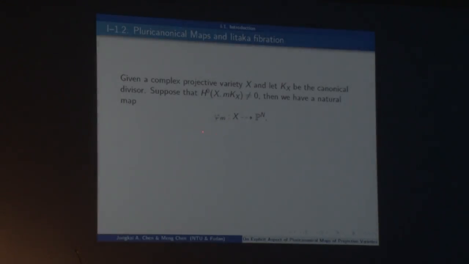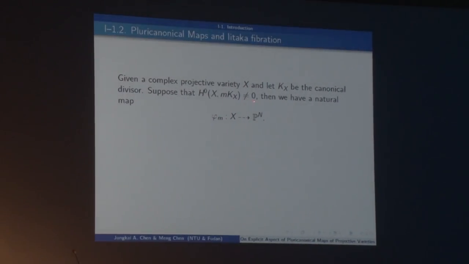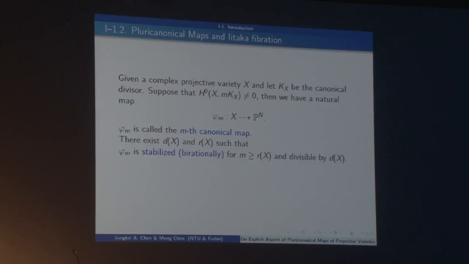Given a projective variety X and consider the canonical divisor, suppose that the m-genus is non-zero, then there's a natural map to a projective space. This map we call the m-canonical map. Now it's well known that there are integers D and R depending on the variety X, such that phi_m is stabilized birationally for m greater or equal than R and divisible by D. This is a well-known fact.